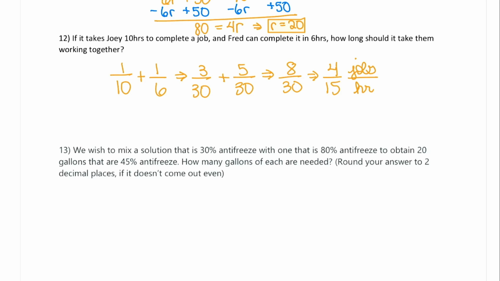So we can just find the reciprocal. We're just going to flip this around. And that means that this will be 15/4. And that works out to be 3.75 hours. Now, 0.75 of an hour is 45 minutes, and you can find that by multiplying 0.75 times 60, but this is going to be 3 hours and 45 minutes if they work together.